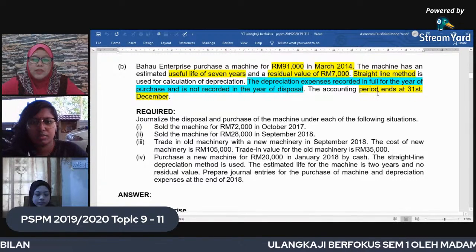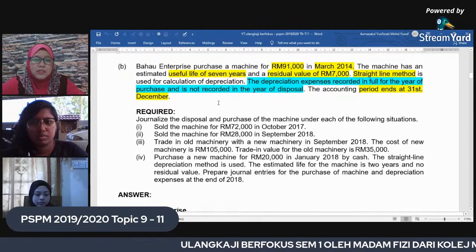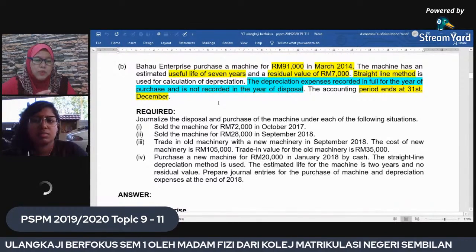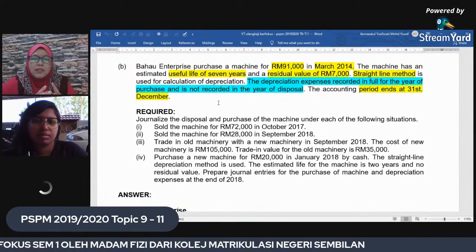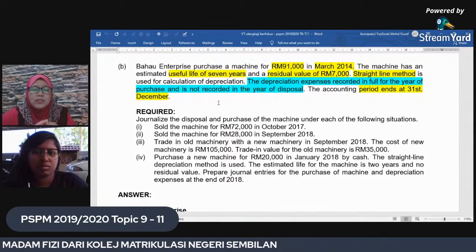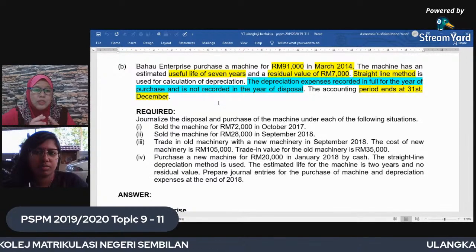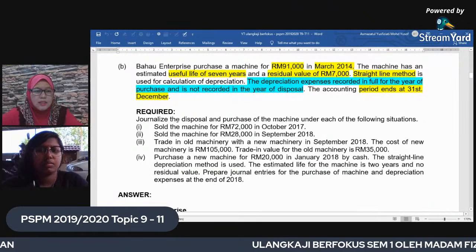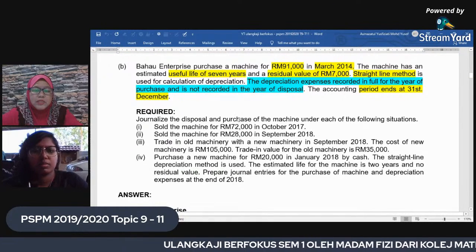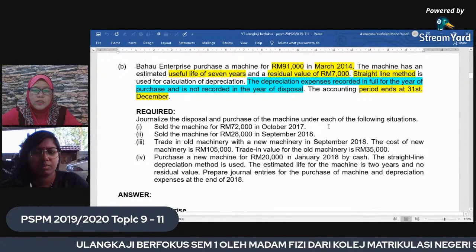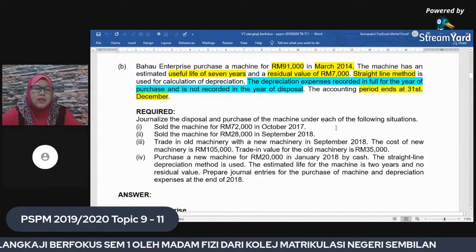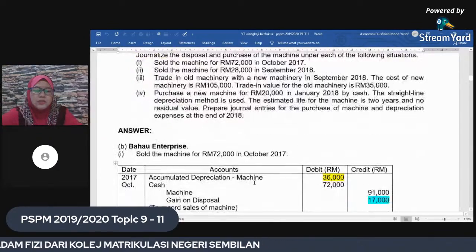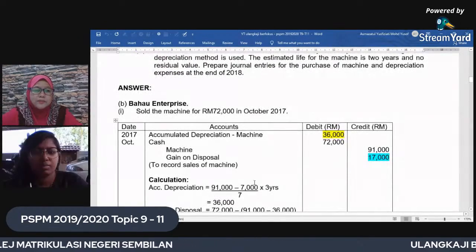The accounting period ends at 31st December. So I already highlighted the important points with yellow color and blue color. So you have to take notes. Required: generalize the disposal and purchase of the machine under each of the following situations. Okay, now we go straight to take a look at the answer.